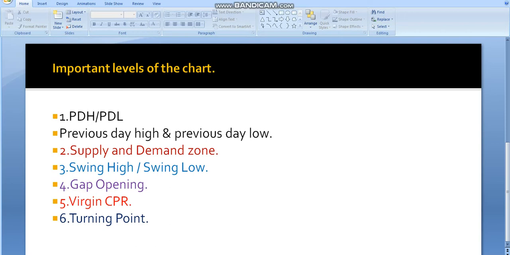The second one is supply and demand zone. We can call it supply and demand zone or support and resistance zone. And the third one is swing high and swing low. The fourth one is gap opening. The fifth one is virgin CPR, and the last one is turning point. So these are the levels we are going to mark on the chart. Now let us move to the chart.